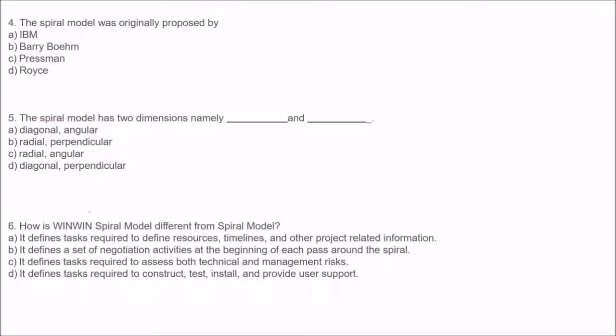The spiral model was originally proposed by whom? Who proposed this spiral model? Can you answer this? The answer is the great Barry Boehm.